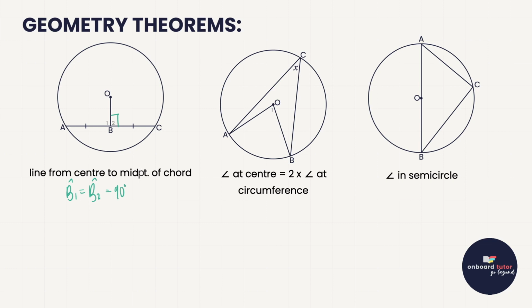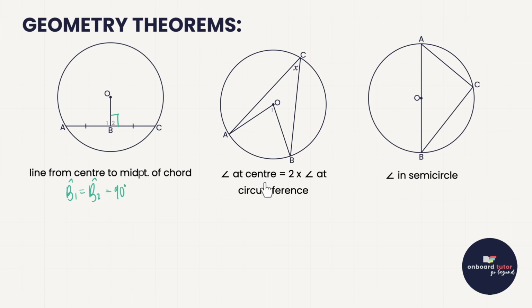Now remember, the converse is also true. So if you are given 90 degrees, you can deduce then that AB is equal to BC, and then it is the converse of the line from the center to the midpoint of a chord. Okay, this one is great.